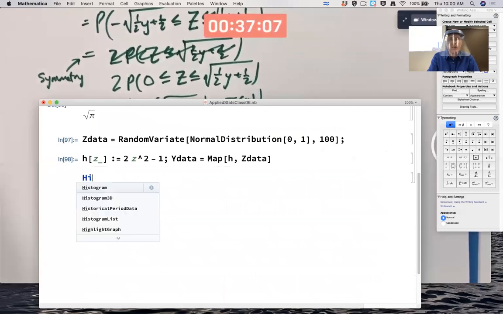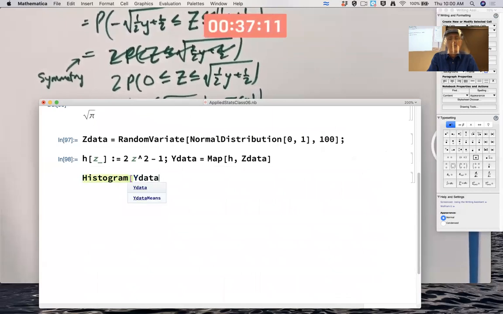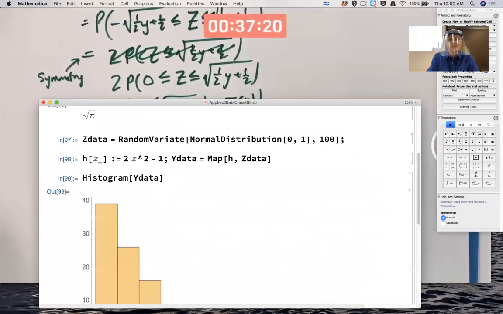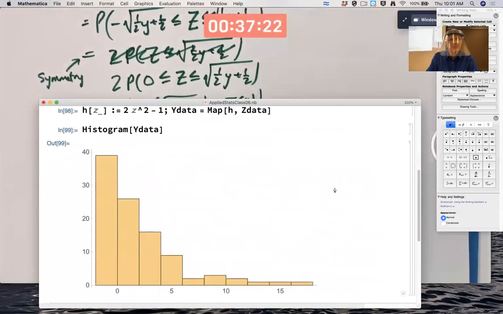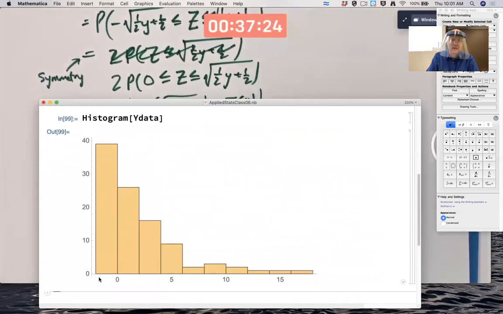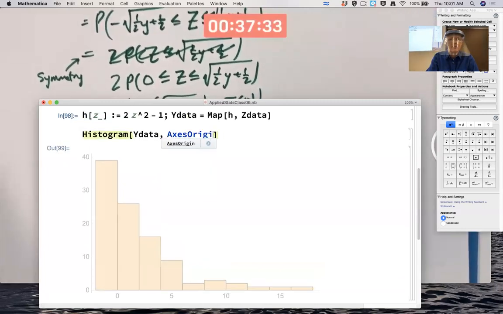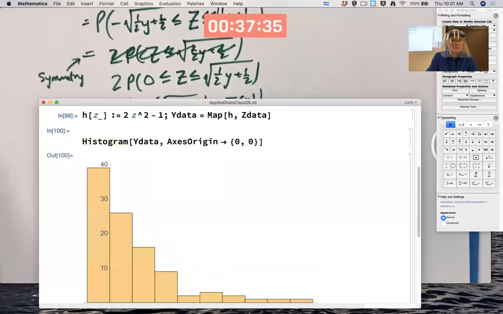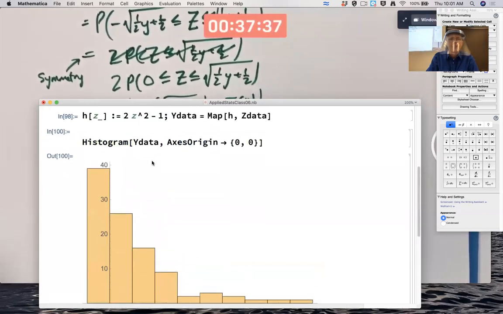We could make a histogram of the y data. Hopefully it looks like some sort of shifted chi-squared. It should be right skewed. It should go down toward -1 though. Well, maybe I don't have enough data to see that. Okay, you can see it goes negative here. And yeah, that's around -1 there. The origin's not in the usual place, this vertical axis. See if I can force it. There we go.